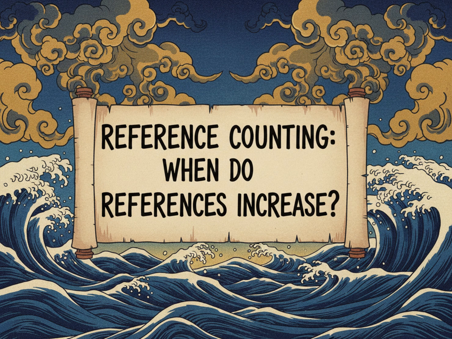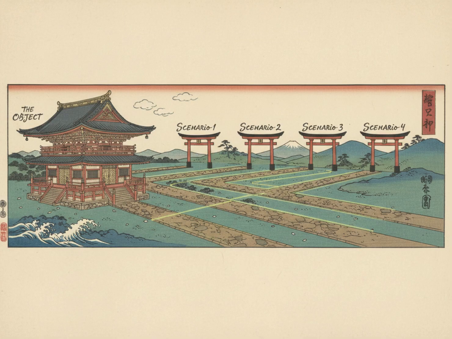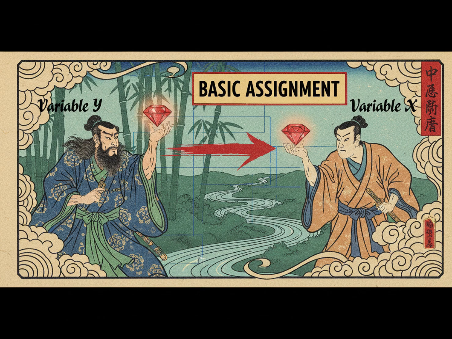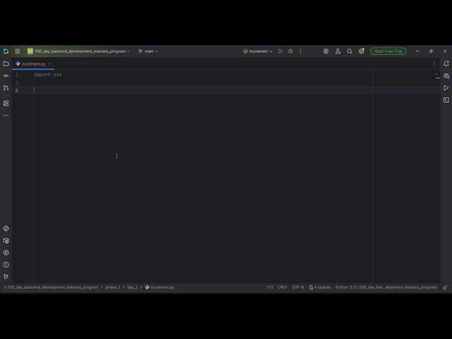Now let's explore when reference counts increase. I'll show you 4 key scenarios with live code examples. Let's jump right in. The first scenario, basic assignment. Let's create a list and check its reference count.